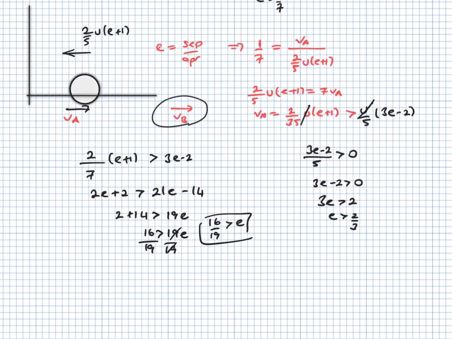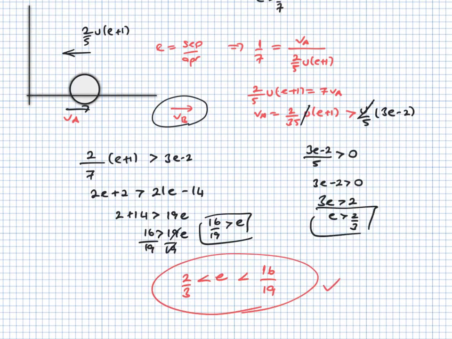I have two inequalities. If I combine them, e is greater than 2 over 3 and less than 16 over 19, and that will be the answer for this question.